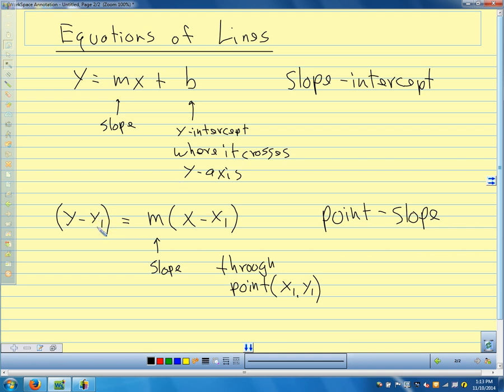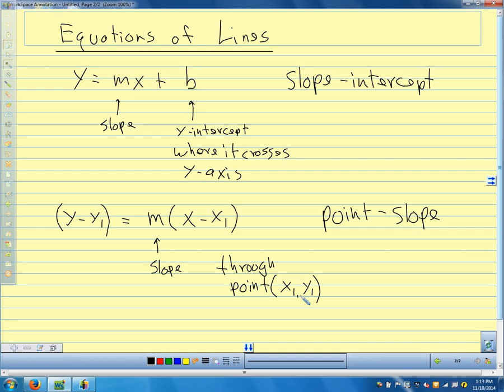Now, the easy thing to forget about point slope is, notice in the equation of a line, there's a minus sign in front of them, and here there's not. The x1 and the y1 change signs between here and here. So here they're both negative, here they're both positive.